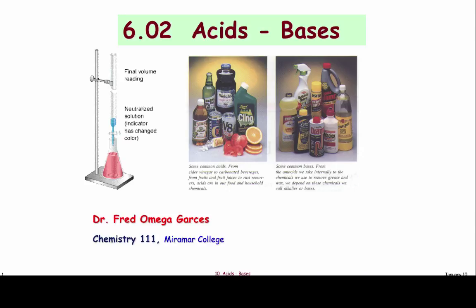This particular section in Chapter 6 deals with acid-base chemistry. Here are some examples of chemicals in your kitchen or your house that are acidic, and chemicals in your house or around your house that are basic.